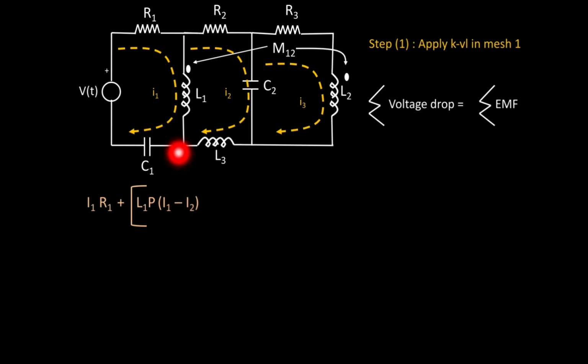Now we will consider the voltage drop because of mutual inductance, because this coil is also mutually coupled with L2. For the voltage drop because of mutual inductance, we will consider the mutual inductance, that is M12. M12 is again in Henry, so we have to convert it into ohm. We will use the operator P, so we will be writing M12P. This is the ohmic value of this mutual inductance.